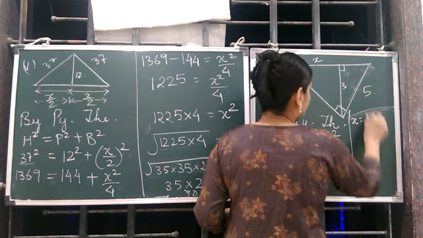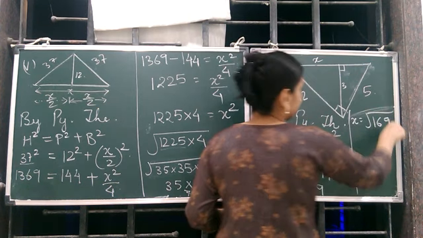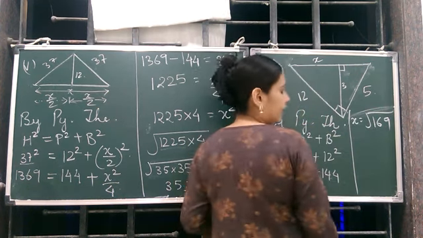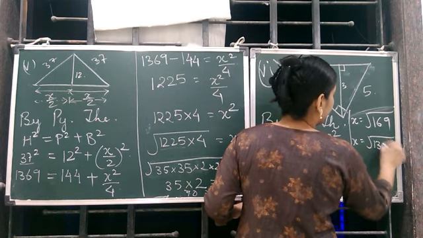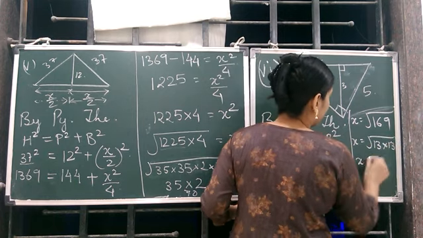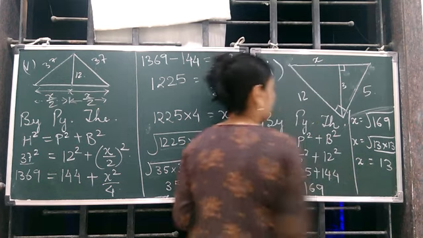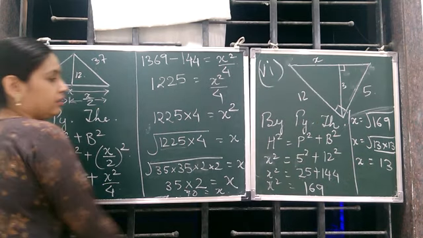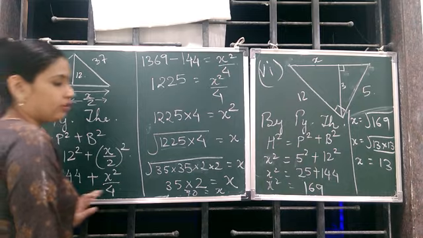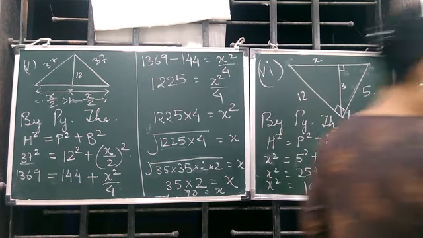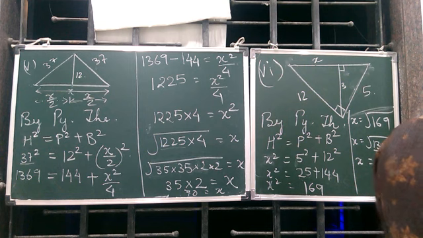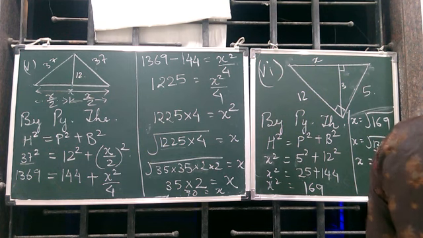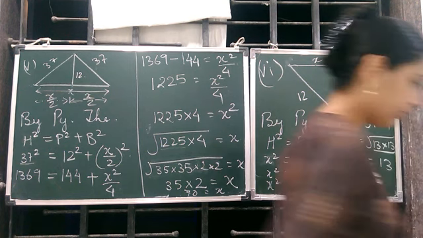X is equal to root over 169. Means you have to find the square root of 169. X is equal to 13 into 13. So the value of x will be, दोनों का एक बाहर आता है रूट के अंदर से, so the value of x is what? 13. So this completes the try these. Okay, rest we are going to continue tomorrow.